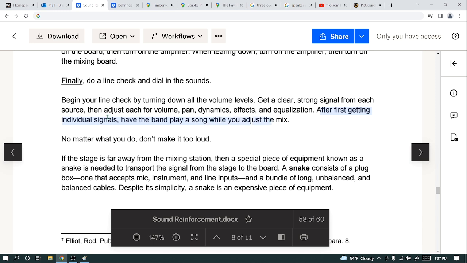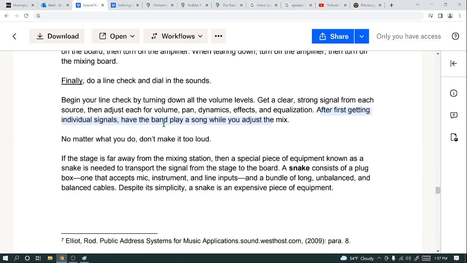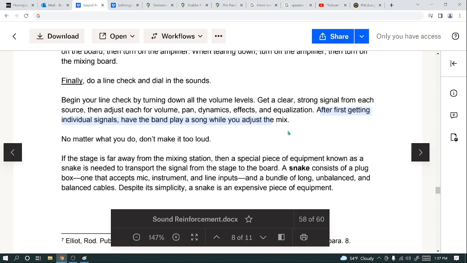Then after getting the individual sounds, just have the band or the artist play a song. Like, all right, why don't you go ahead and play a song and dial in your mix further, and say, all right, thank you. You're all ready to go. And then essentially everyone waits around until 7:30 or whenever the show starts. And this should all occur at like 6:30, and that's maybe even cutting it.